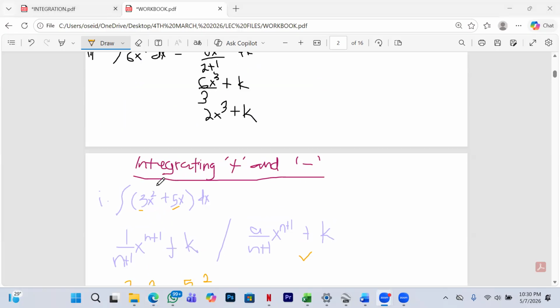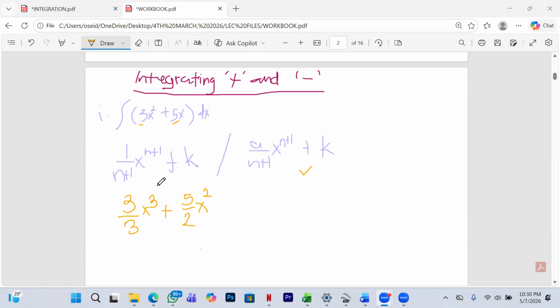Sorry. So I said we are integrating sum, which is addition, and difference, which is subtraction. Do you get it? So the first example that we are working on is the integral of 3x squared plus 5x dx. And we know that when you are integrating a term, there is a rule that needs to be followed. The rule says that if the term has no coefficient, we divide it by the power. How do we divide by the power? We add 1 to the existing power.